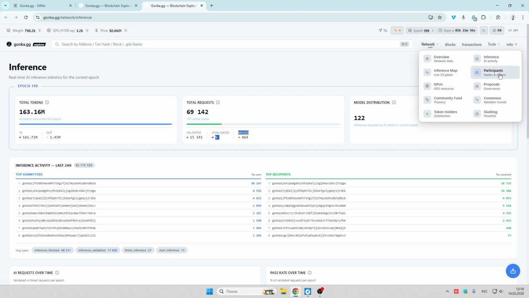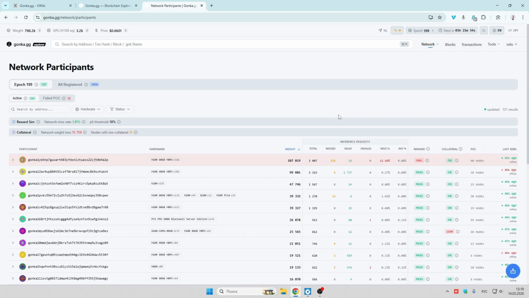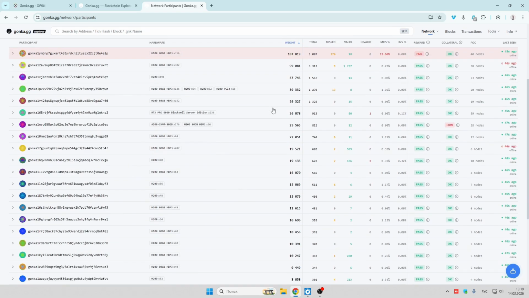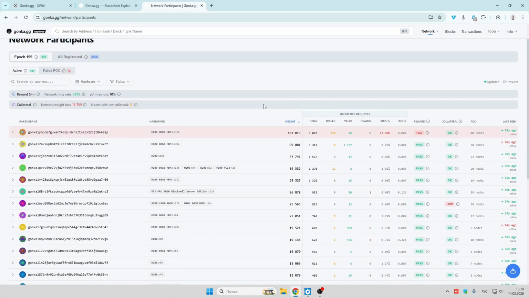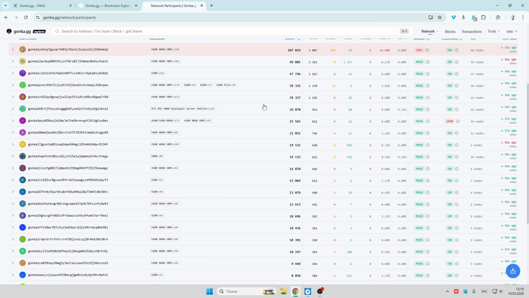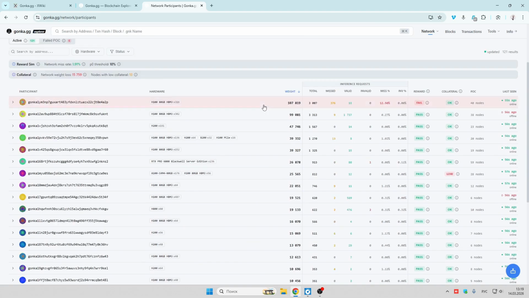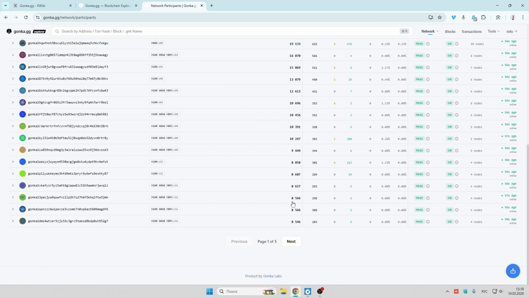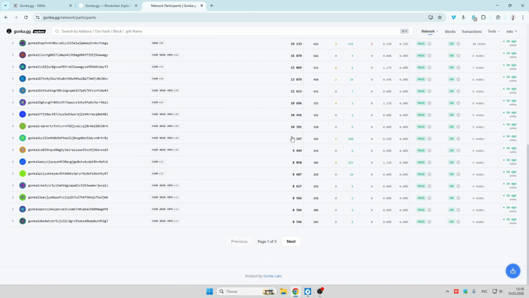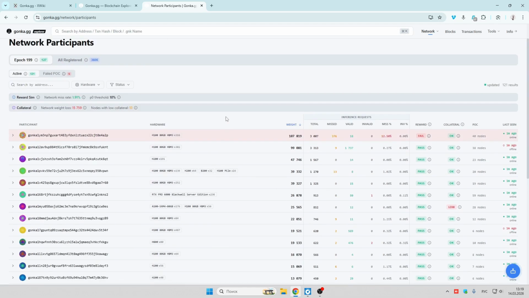Participants. What do we have here? These are the participants, basically miners, not holders. These are the ones who provide GPUs for the network. Here's their list, and they're ranked by total weight. So the more GPUs a person has, the more weight they have. Their weight is shown in this ranking, in this table.